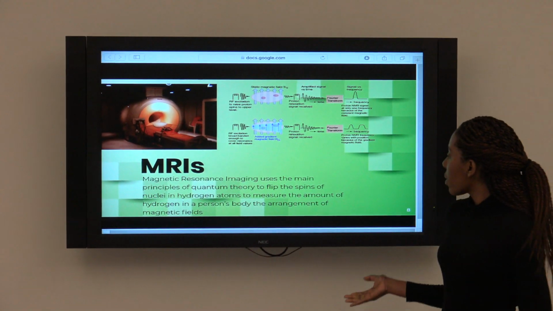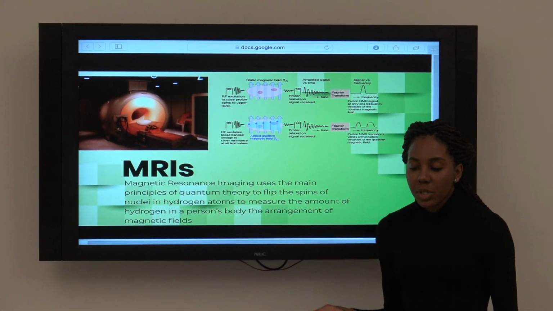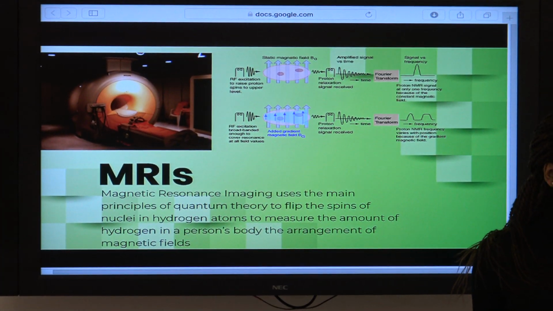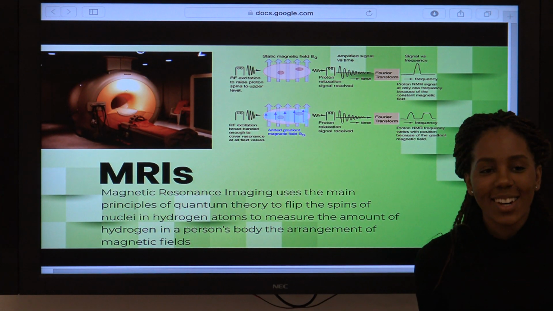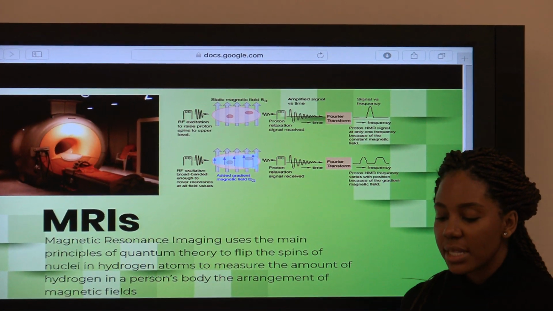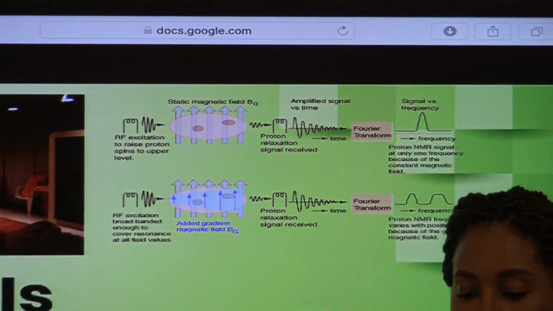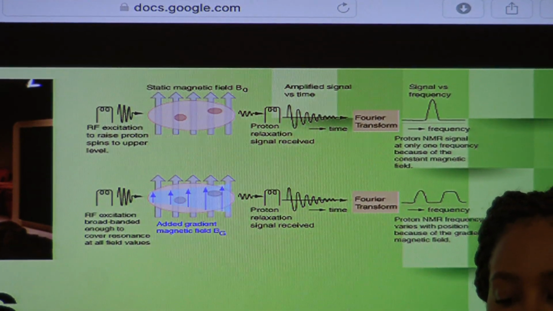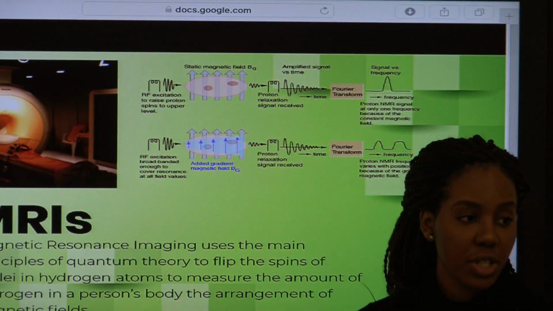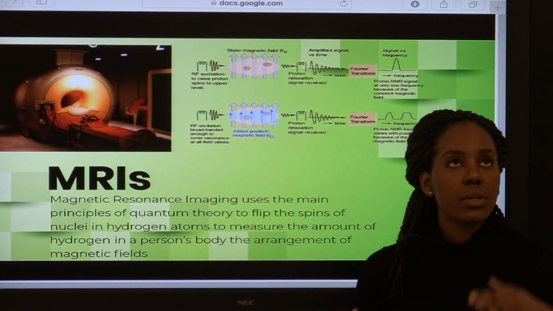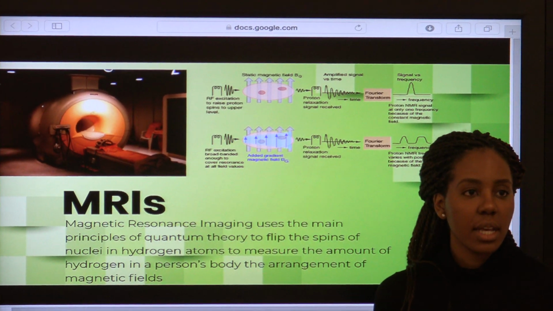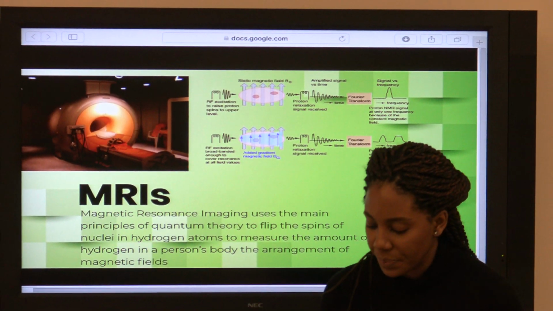So first up, MRIs. MRI machines use NMR. If anyone in here took OChem, then you already know about NMRs. But basically, it works by flipping the spins in the nuclei of hydrogen atoms, and the arrangement of the magnetic fields allows the doctors to measure the concentration of hydrogen in the body, and it allows them to distinguish between the different types of tissues, which you can't really tell in regular X-ray machines.